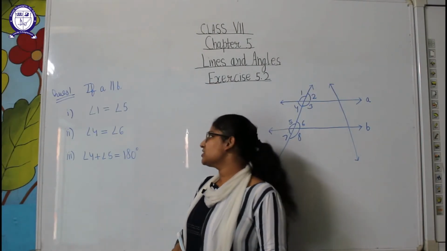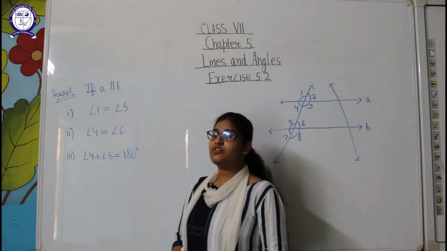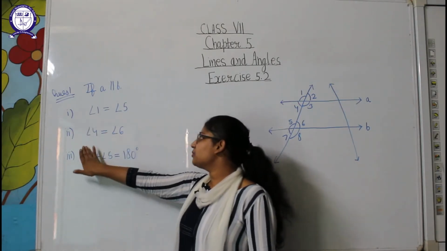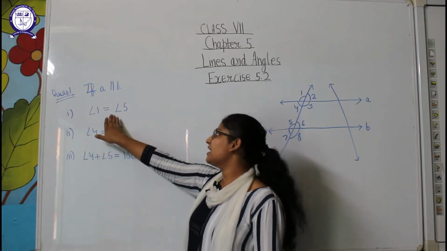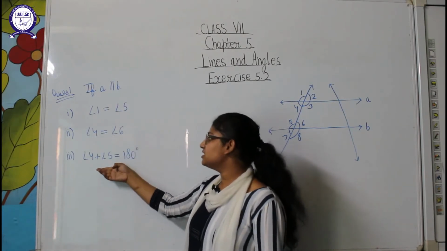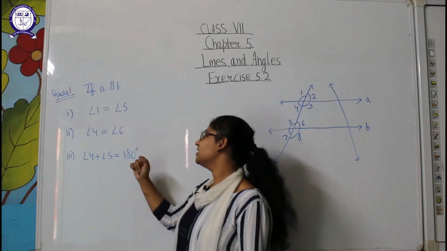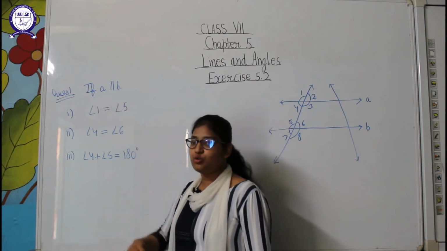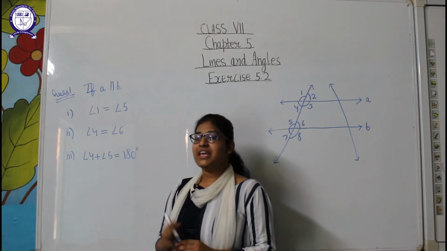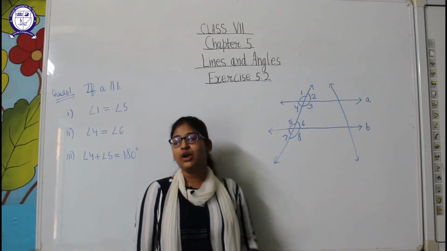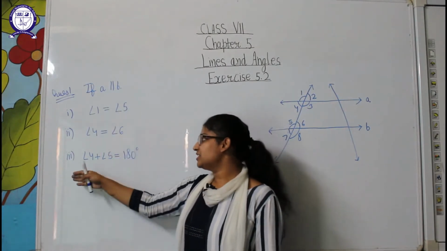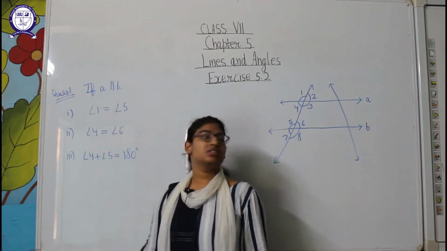In this, the first question is to state the property for these parts. We have to state the properties for these parts, that is, why these two angles are equal and why this pair is equal to 180 degrees. You are given that A is parallel to B and this figure is given to you, and you have to state the properties for these three parts.